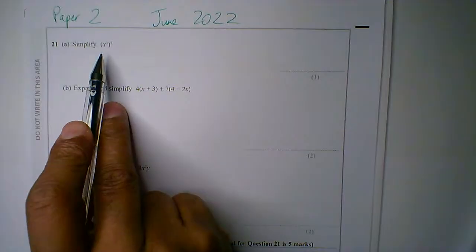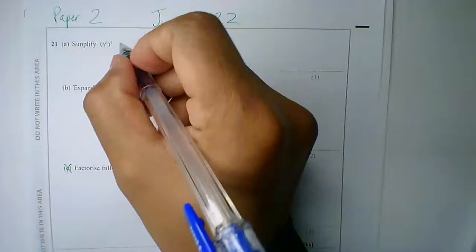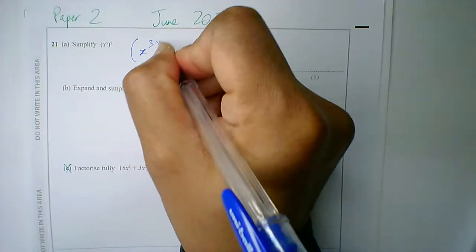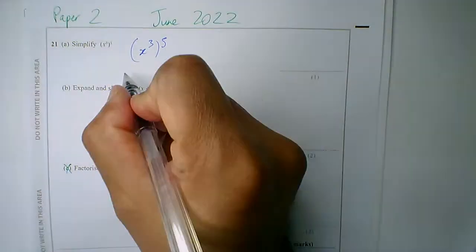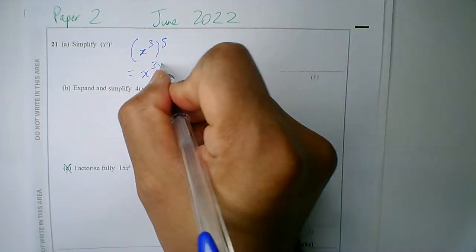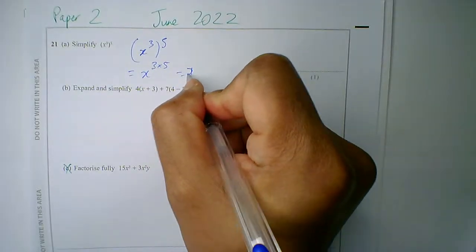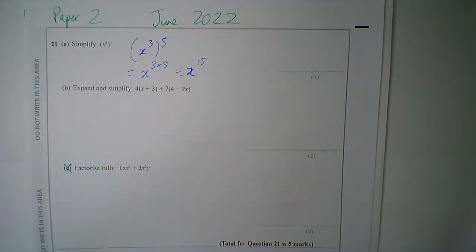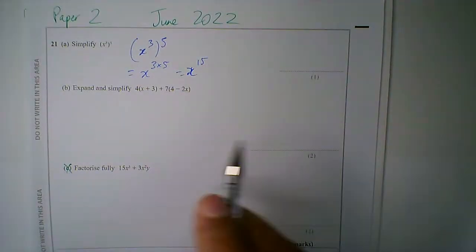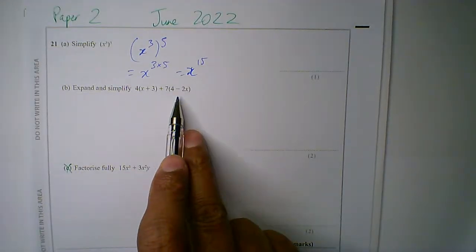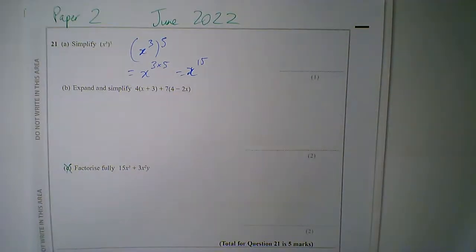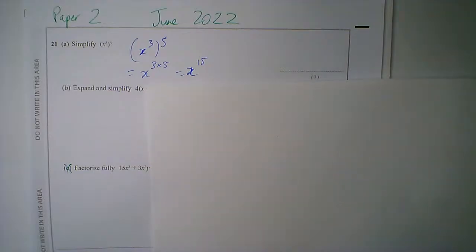So this question is similar to the one we've just done before. So it's x cubed to the power 5. Now, we've got a power of a power, so we can just multiply them. 3 times 5 gives us x to the power 15. So that's nice and straightforward. Now, this is slightly different. This is different to what we've done before. But if you think about it, it's very similar to what we've done.